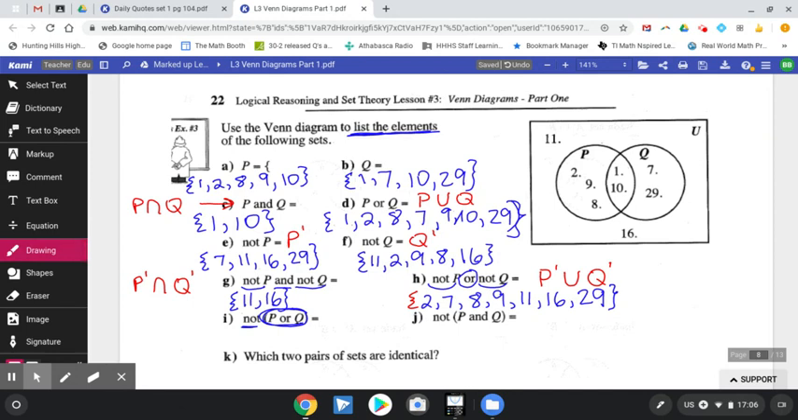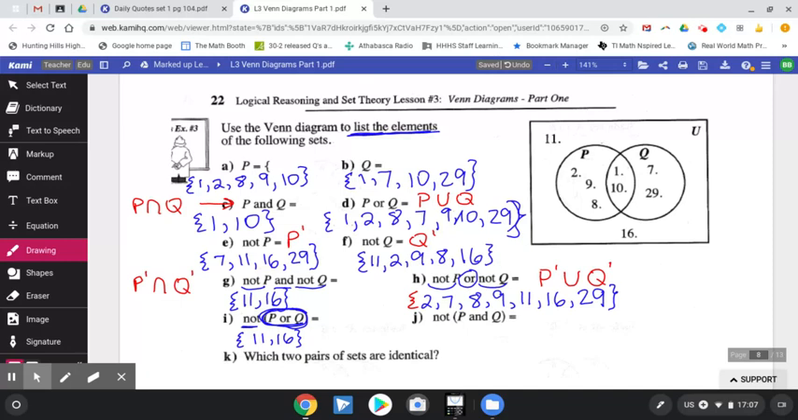So if I was looking at just the part in the brackets, P or Q, that would be everything that's in the circles. So I want the complement. I want the stuff that is not inside the circles. And that is 11 and 16. So again, we actually see that I and G are the same thing.